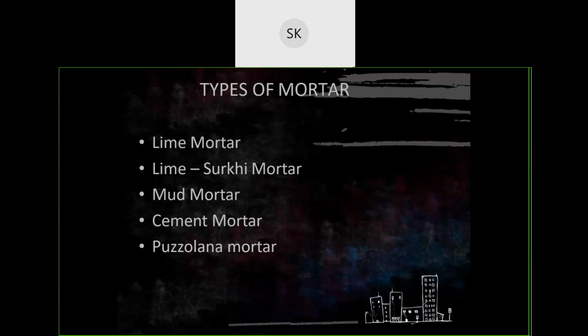Now, types of mortar. As we discussed earlier, depending upon the type of the binding material, there will be different types of mortar. So here you have lime mortar, lime surki mortar, mud mortar, cement mortar, or pozzolana mortar. So let's continue this part.